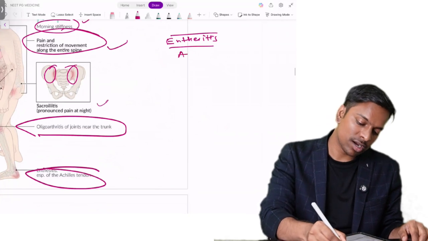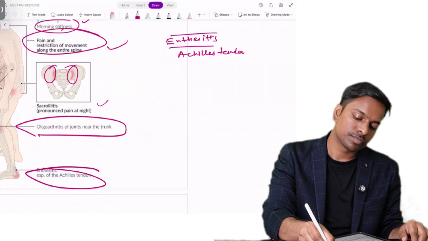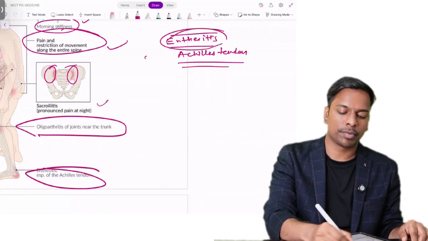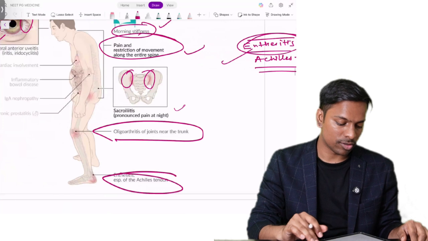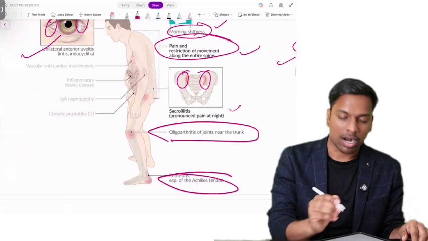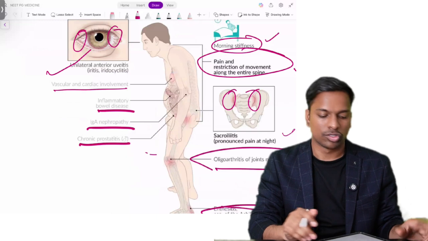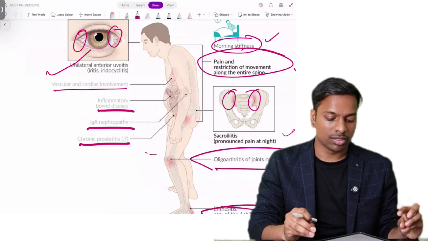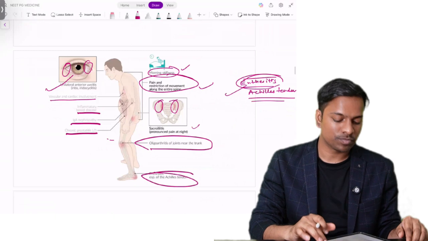Especially at the Achilles tendon. This is a very important point. I have seen a classic patient of enthesitis recently, and I posted about that also. Vascular and cardiac involvement is there, inflammatory bowel disease, IgA nephropathy, and chronic prostatitis. All these things come together in this patient and make the diagnosis of ankylosing spondylitis clinically.